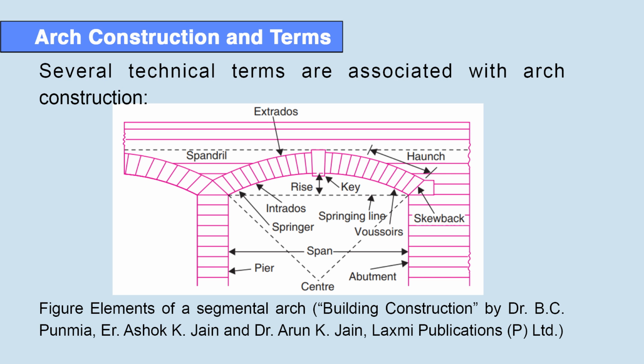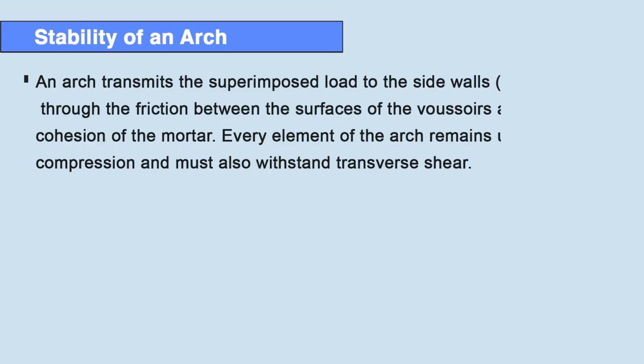Next one is thickness. The horizontal distance measured perpendicular to the front and back faces of the arch is known as thickness of the arch. Now, we will discuss stability of an arch. An arch transmits the superimposed load to the side wall, which is known as abutment, through the friction between the surface of the voussoirs and the cohesion of the mortar. Every element of the arch remains under compression and must also withstand transverse shear.